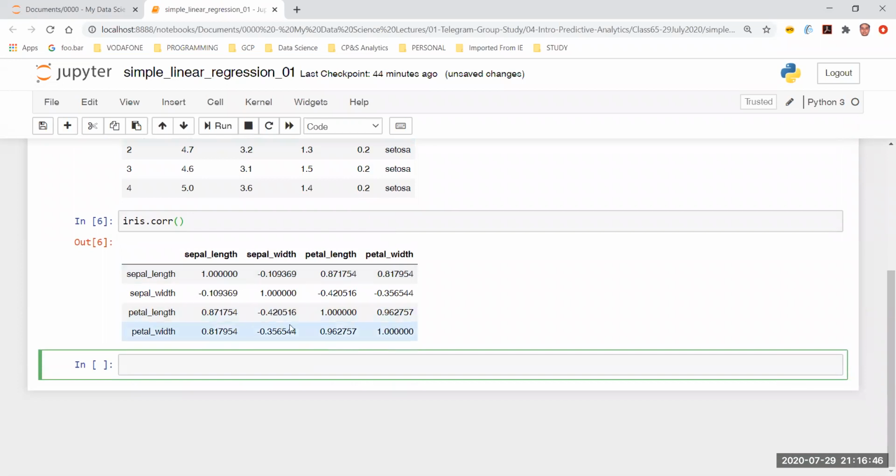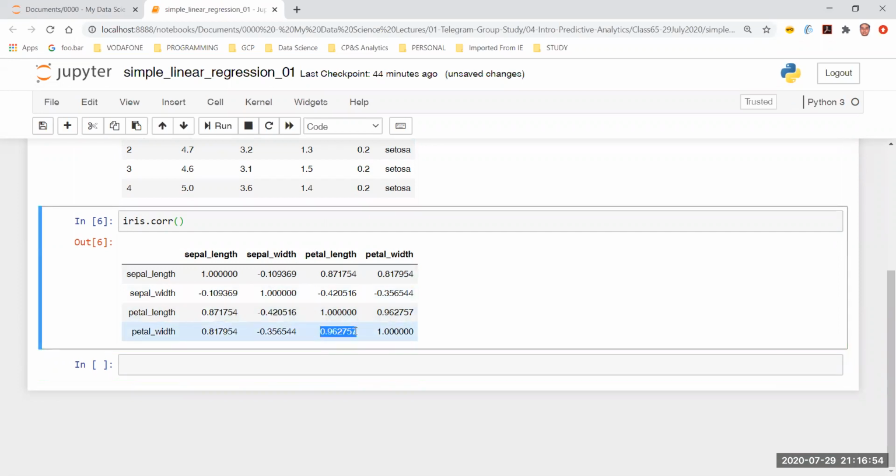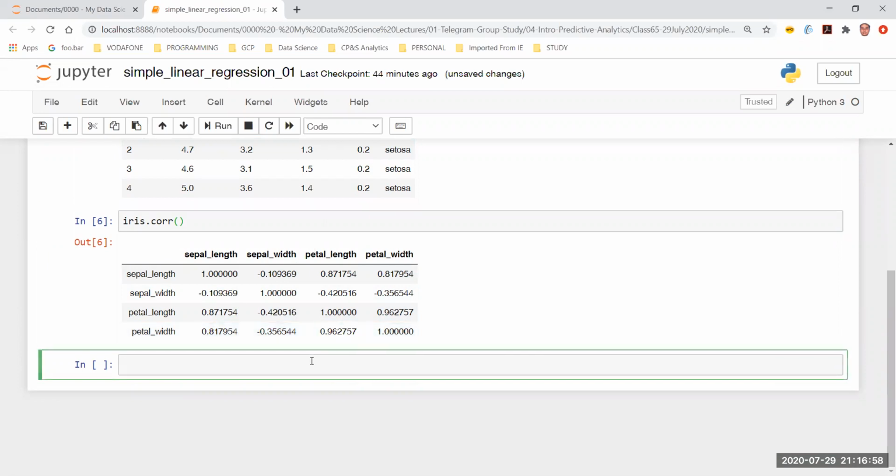If I look at the Pearson correlation numbers, clearly, I don't have to do anything. Very clear. Petal length and petal width, maximum correlation. I don't know whether that is a positive correlation or a negative correlation. I can find that out.